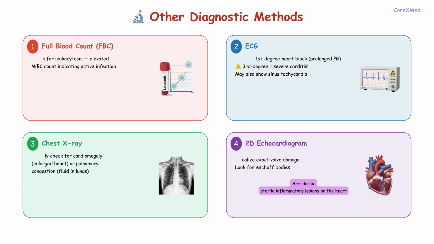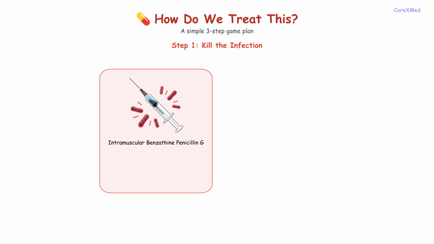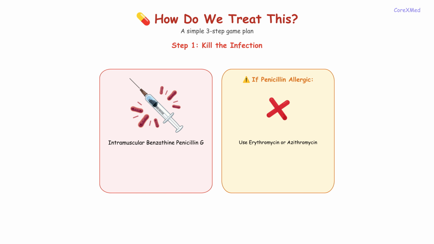How do we treat this? It's a simple 3-step game plan. First, we need to kill the infection. Even if the patient is feeling better, we have to clear the remaining bacteria. We do this with intramuscular benzathine penicillin G. Remember, if the child has penicillin allergy, we can substitute it with erythromycin or azithromycin.